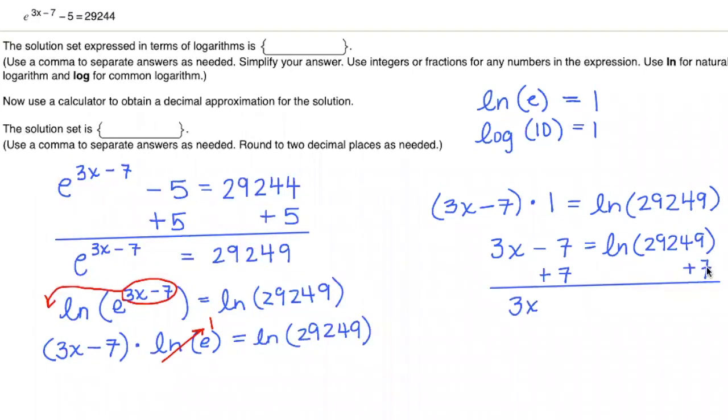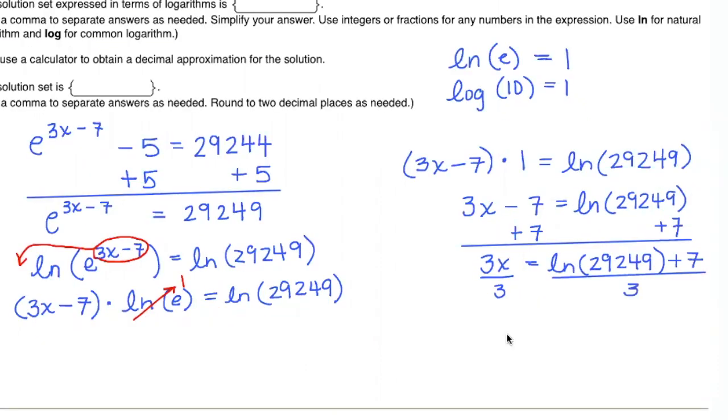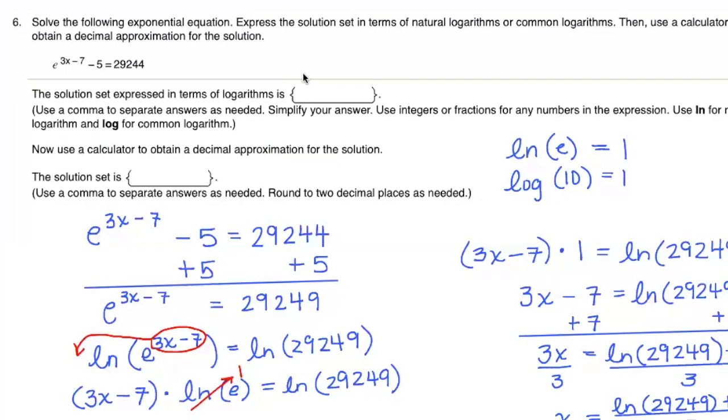Now an important note here, do not just add the 7 to the numbers inside the parentheses because there's a log out in front. So I just need to express this as natural log 29249 with the plus 7 hanging on to it. So I have x equals, and the logarithmic form of my answer would be this. So that would go inside my solution set brackets.